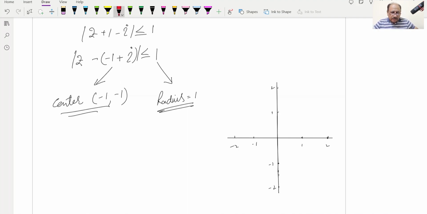Now the center is minus 1, minus 1, so the center will be minus 1, minus 1 over here, and the radius is 1, so 1 unit up will be passing through this point, and on this side also passing through 1. So our circle will be roughly like this. I'll draw it in parts so that we can draw a little closer. It's not an exact circle.